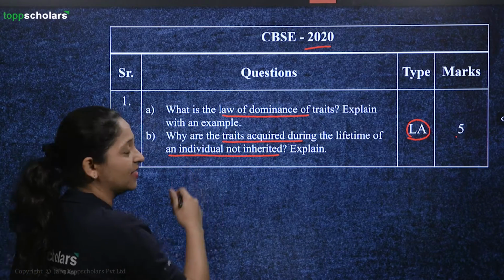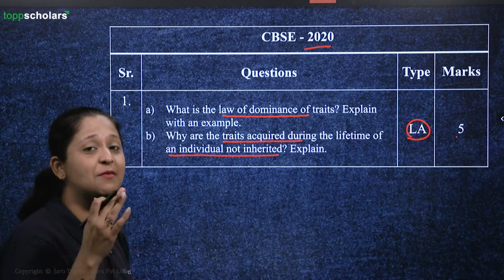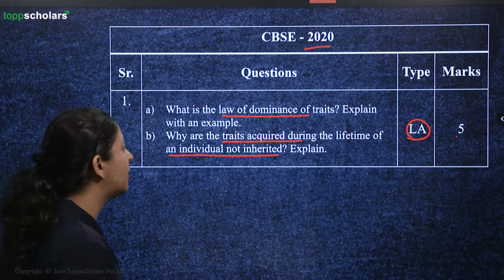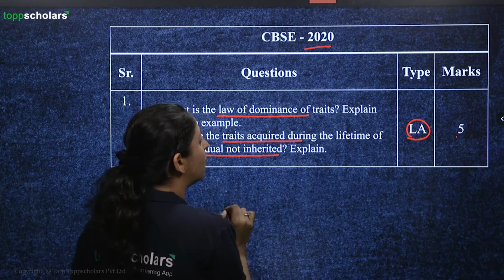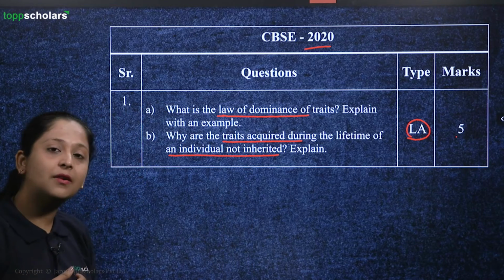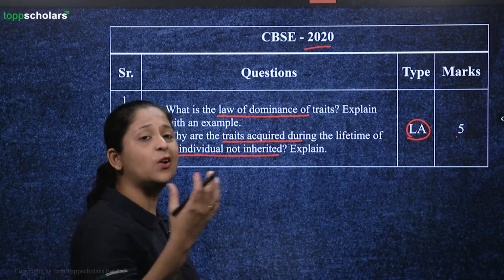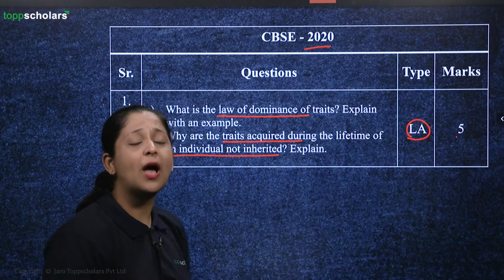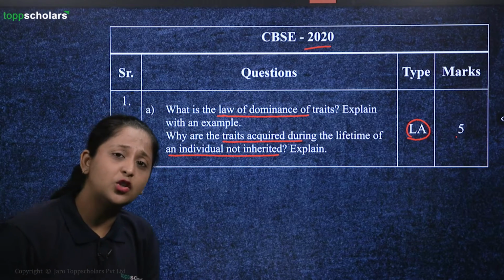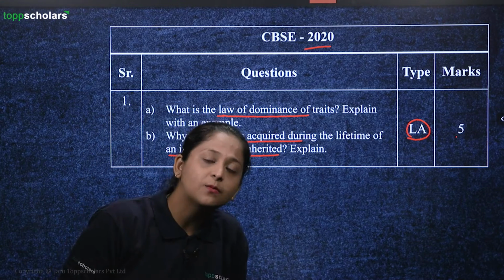So, acquired and inherited traits, an important topic. You should definitely do that. Here we have the law of dominance that you have to explain with an example. So, just state what the law of dominance is, correct? That means you have a single gene. If it is a dominant gene, it is present, it is going to express itself.